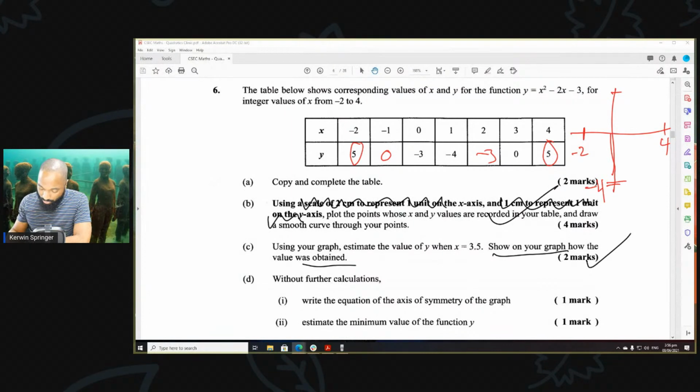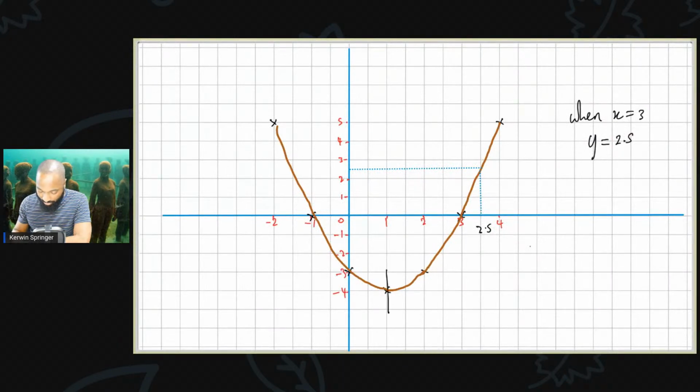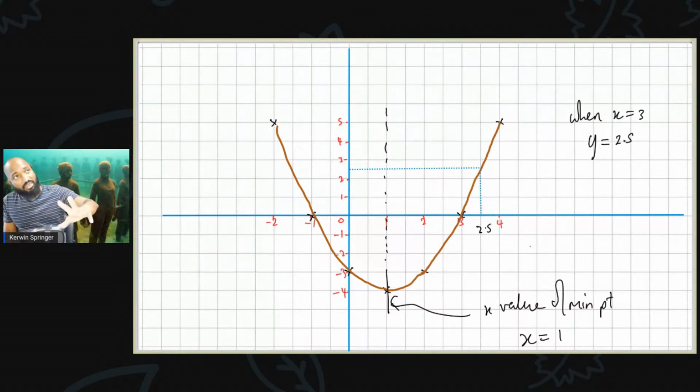Without further calculations, write the equation of the axis of symmetry of the graph. So the axis of symmetry is here. Once again, it is the line that splits the graph in the middle and is always the x value of the minimum point, you put x is equal to that, or the x value of the maximum point. So the equation of the axis of symmetry is x is equal to 1. You all understand what I'm saying? If you don't understand, don't worry. We might do this about 4 or 5 more times before this class done.